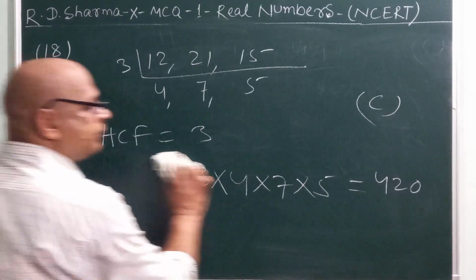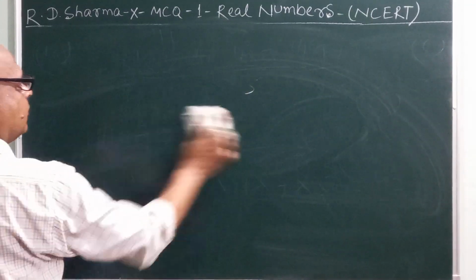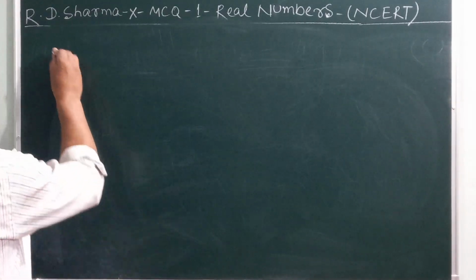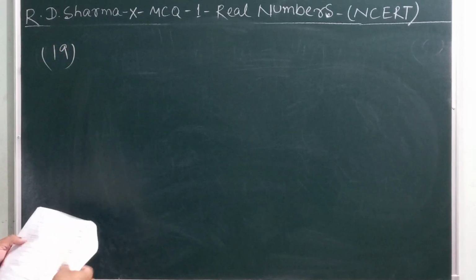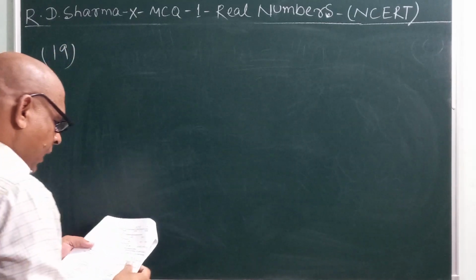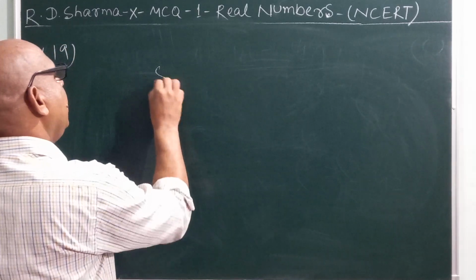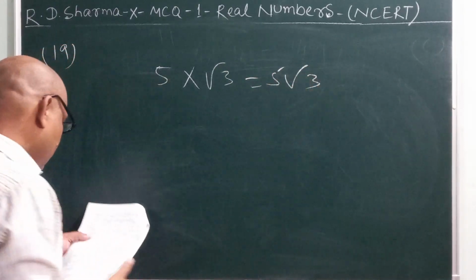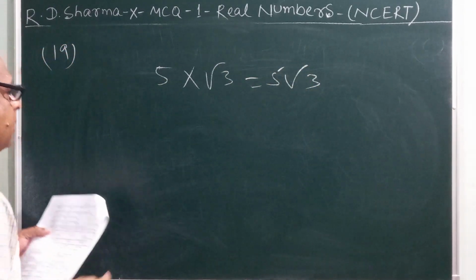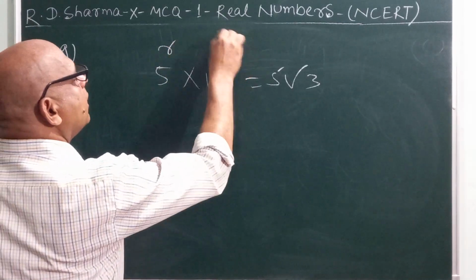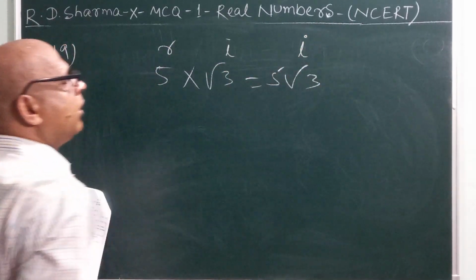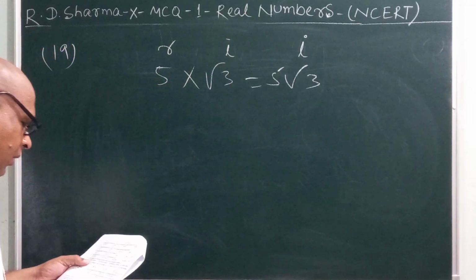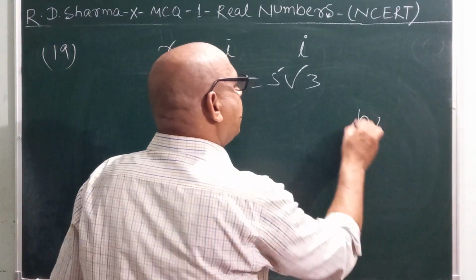Next, 19. The product of a non-zero rational number and an irrational number. For example, rational number 5 into root 3 equals 5 root 3. Clear? A rational number into an irrational number is always an irrational number. Answer B, always irrational.